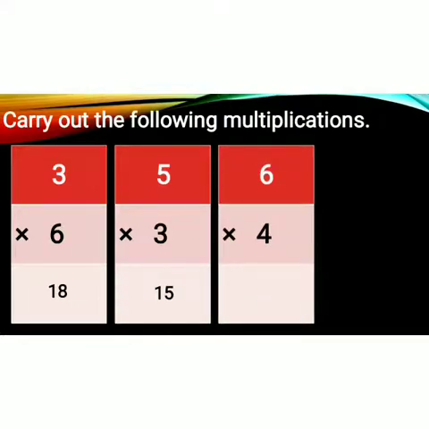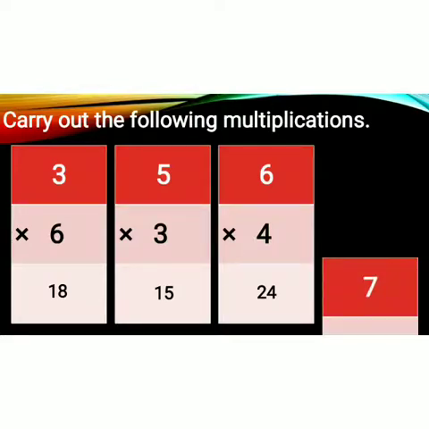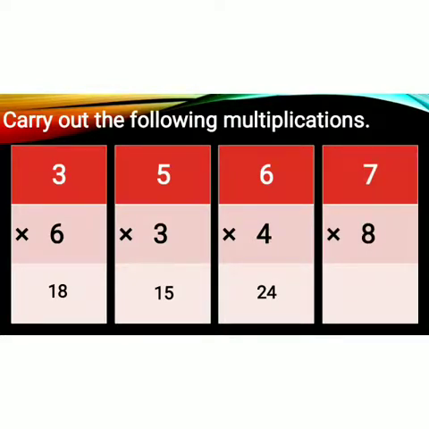6 multiplied by 4. Again we have to say the table of 4 till 6. We'll get the answer 24. 4 6s are 24. And here we are taking the last example, 7 multiplied by 8. You have to say 8's table till 7. That is 56. 8 sevens are 56. This way you can easily carry out the multiplication with the help of tables.